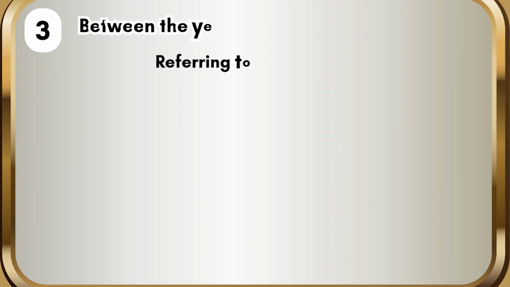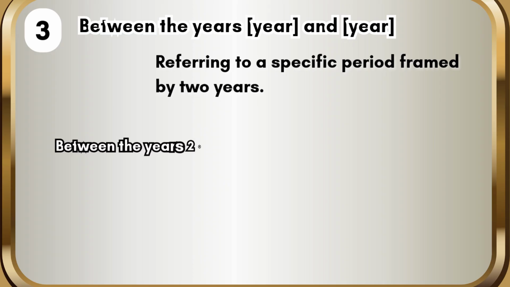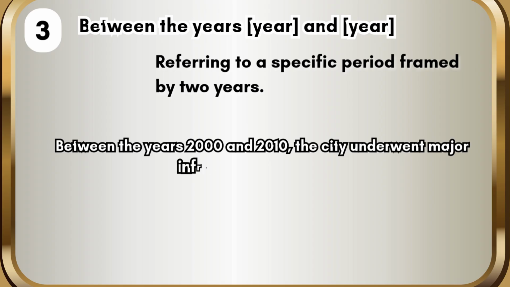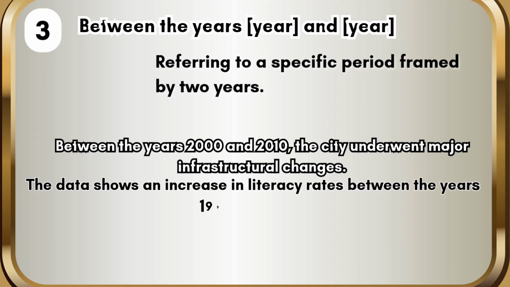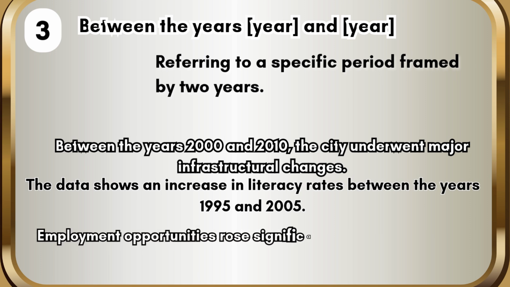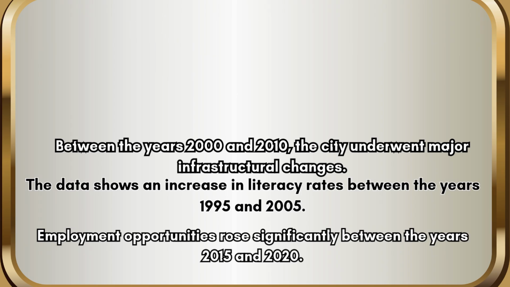Between the years, year, and year. Referring to a specific period framed by 2 years. Between the years 2000 and 2010, the city underwent major infrastructural changes. The data shows an increase in literacy rates between the years 1995 and 2005. Employment opportunities rose significantly between the years 2015 and 2020.